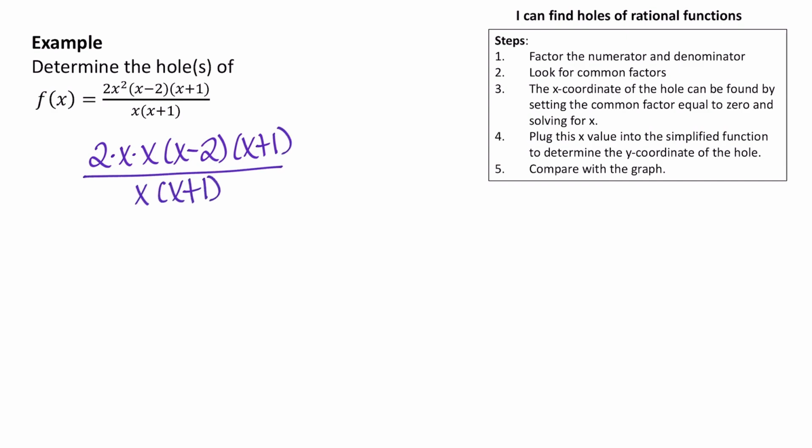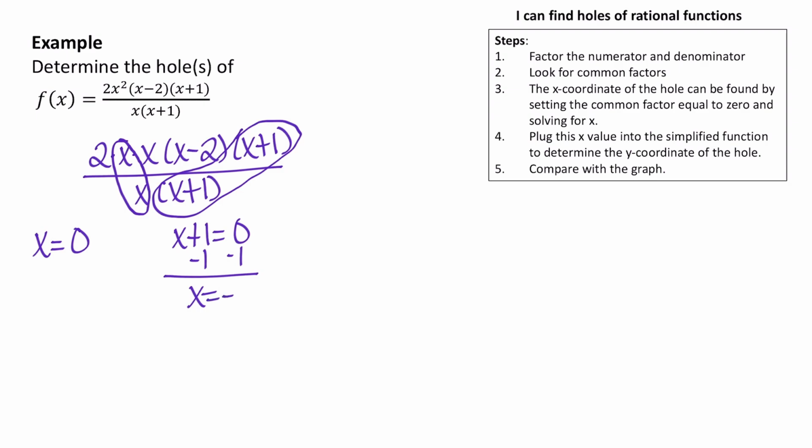So I'm going to look for the common factors. Notice I have an x and an x in the numerator and denominator, and I have an x plus 1 and an x plus 1 in the numerator and denominator. Okay, so those are our common factors. We're going to set each common factor equal to 0. So we have x equals 0, or we have x plus 1 equals 0, right? If you subtract 1 from both sides, that tells you that x equals negative 1.